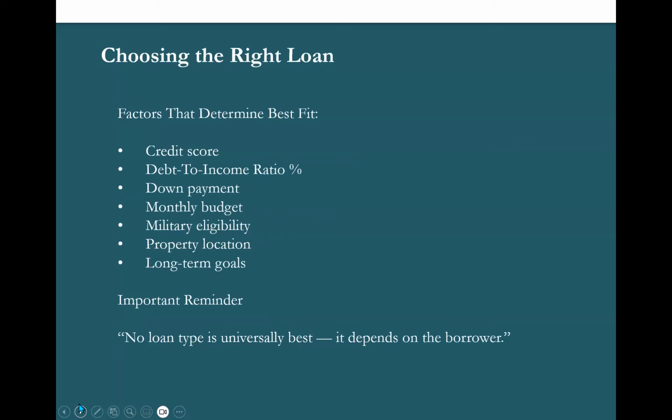So in conclusion, choosing the right loan, here are factors that you want to think about to determine the best fit. What your current credit score is, what your debt to income ratio is, what amount of a down payment is feasible for you, what your monthly budget is for a mortgage payment, do you have military eligibility or not, where is the property located, for if it would qualify for USDA, or if it needs to go conventional or FHA, which do not have those address specificities. And then what are your long-term goals? It's important to remember that no loan type is universally best for everybody. It depends specifically on the borrower and what their needs are and what they are looking for.